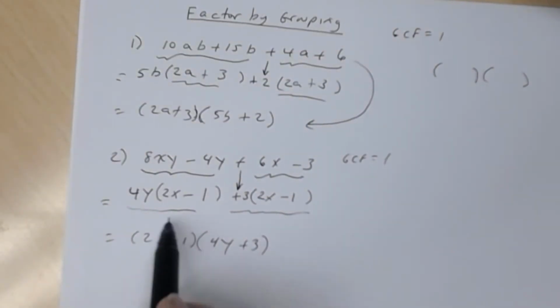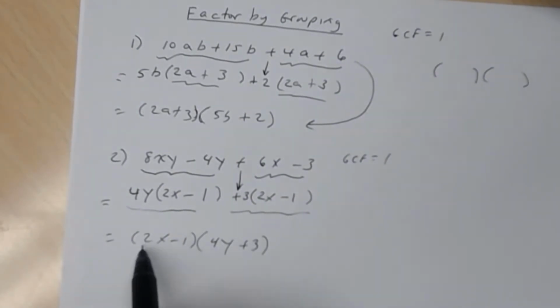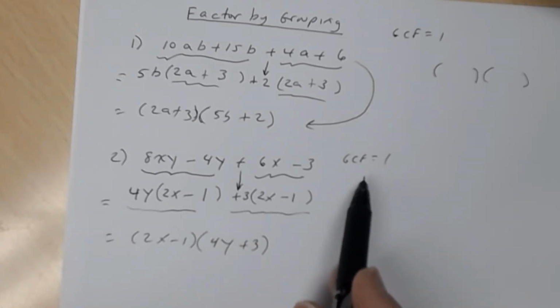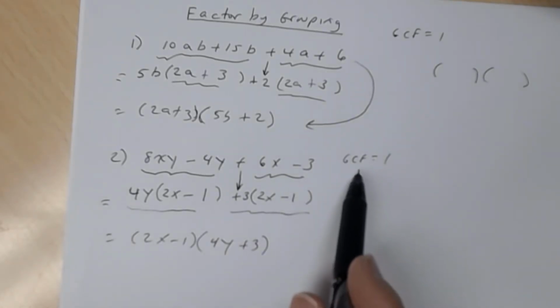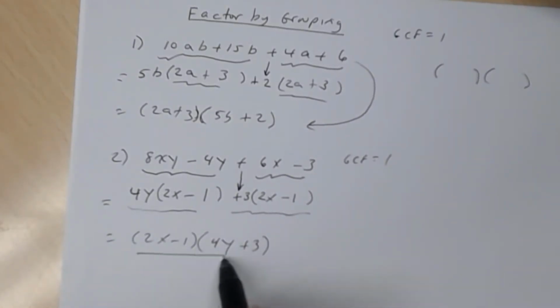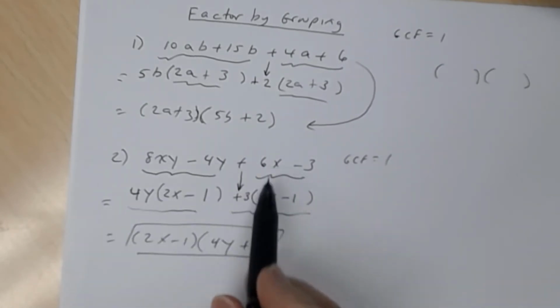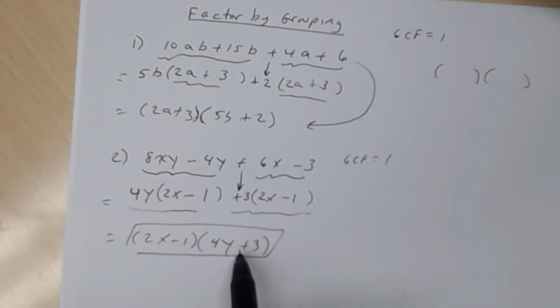All right, now always double check your factors. Look at 2x minus 1, you make sure that the GCF is 1. The greatest common factor of 2x and a negative 1 is 1. And same thing here. The greatest common factor of 4y plus 3 is 1. So that implies that this was correct. You made that correct assumption earlier. So there's your answer. You wrote this as a product of factors, and for each of those factors, the GCF is 1.